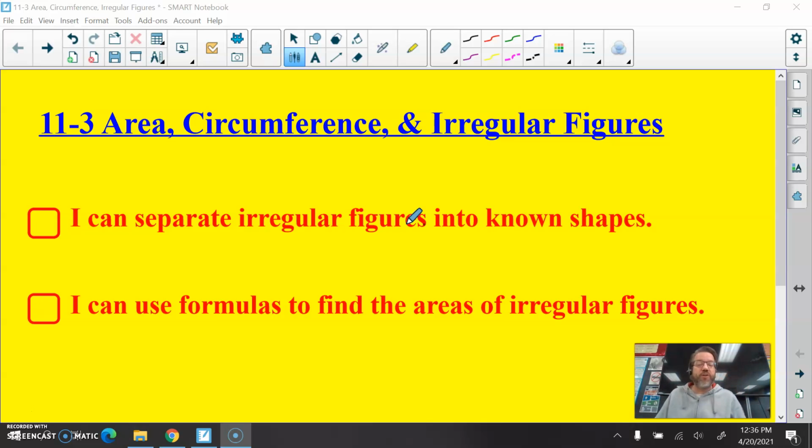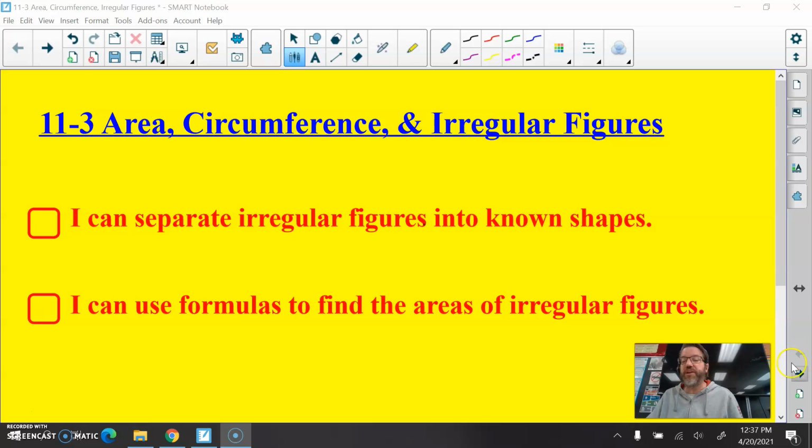All right, so our learning goals today: I can separate irregular figures into known shapes. And secondly, I can use formulas to find the areas of those irregular figures. I'm actually going to make two videos today. The first video is going to be talking again about circumference and area, reviewing them, and also figuring out how to work backward to find the radius of a circle if all we're given is the circumference. After that, I have a second video where we'll be looking at some irregular figures and seeing if we can find the areas of those figures by finding some known shapes that make up those figures.